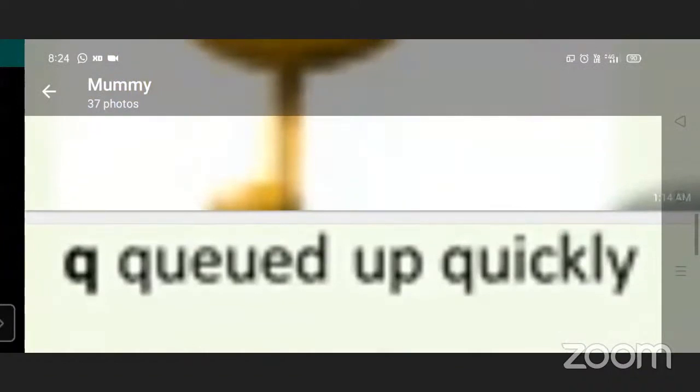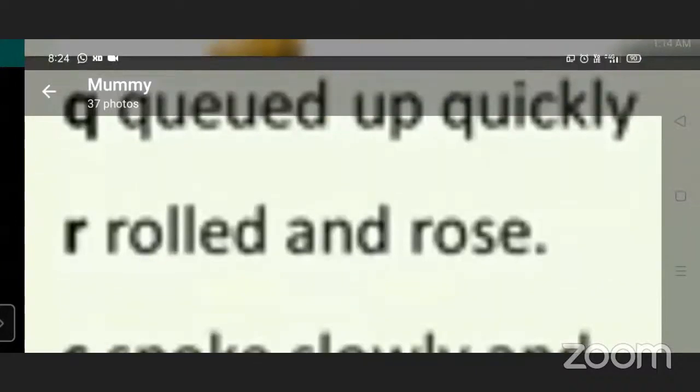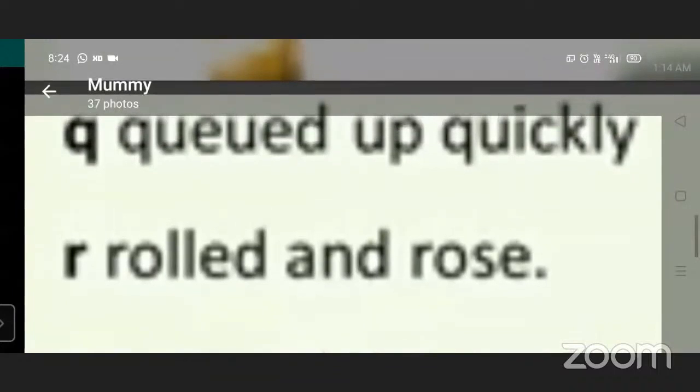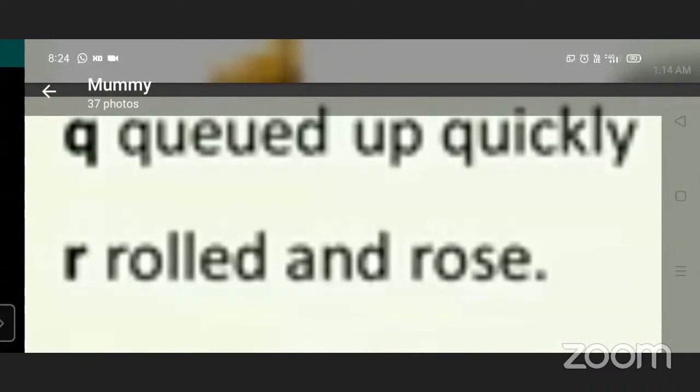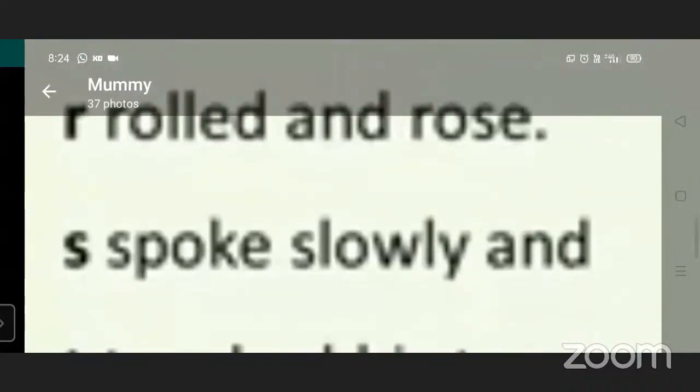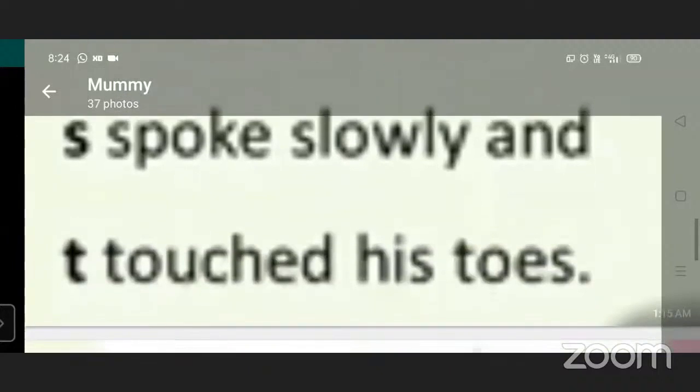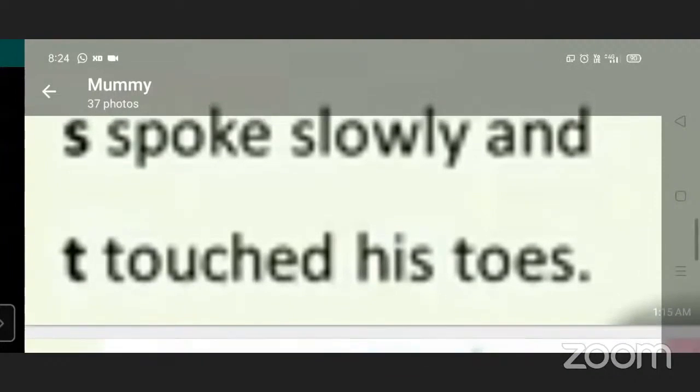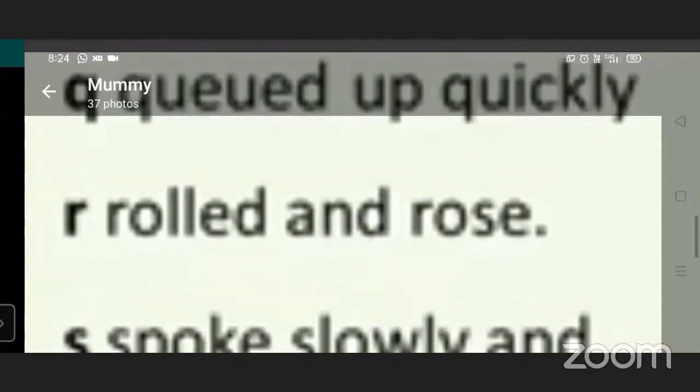Q queued up quickly. Yes, Q queued up quickly. R rolled and rose, and roll. Yes. S spoke slowly, and T touched his toes. He touched his toes. Very good. Now we sing these 4 lines.